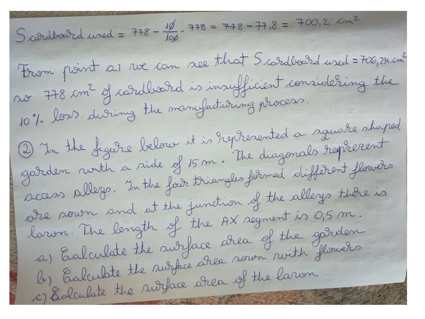In the figure below, it is represented a square-shaped garden with a side of 15 meters. The diagonals represent access alleys. In the 4 triangles formed, the different flowers are sown, and at the junction of the alleys there is a lawn. The length of the AX segment is 0.5 meters. A. Calculate the surface area of the garden. B. Calculate the surface area sown with flowers. And C. Calculate the surface area of the lawn.